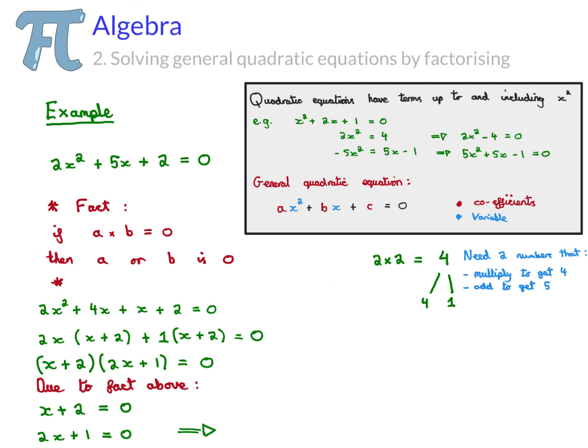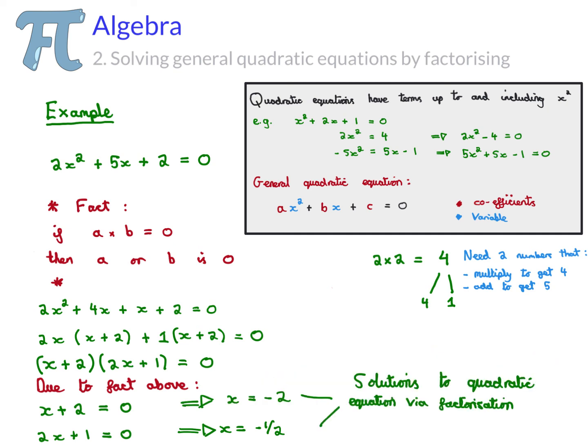To make the 2x plus 1 equal 0, x would need to be minus a half. And to make x plus 2 equal 0, x would need to be minus 2. Here we have the solution to our quadratic equation. Not all quadratic equations factorise, but if they do, this method will always work.